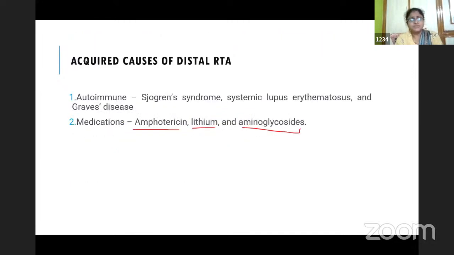These are the acquired causes of distal RTA, as I have told you: Sjogren's, SLE, and Graves' disease. Medications like amphotericin, lithium, and aminoglycosides.